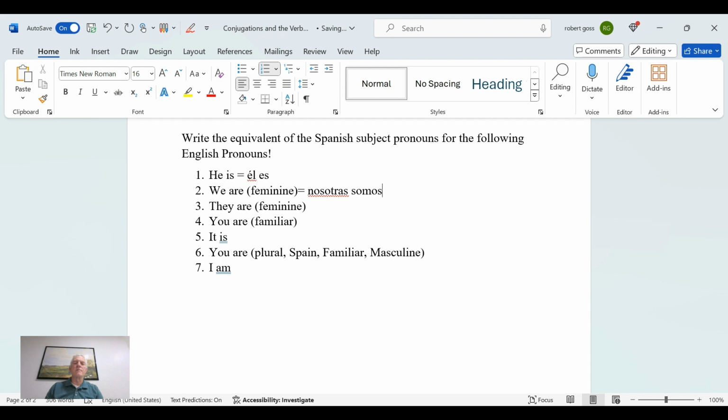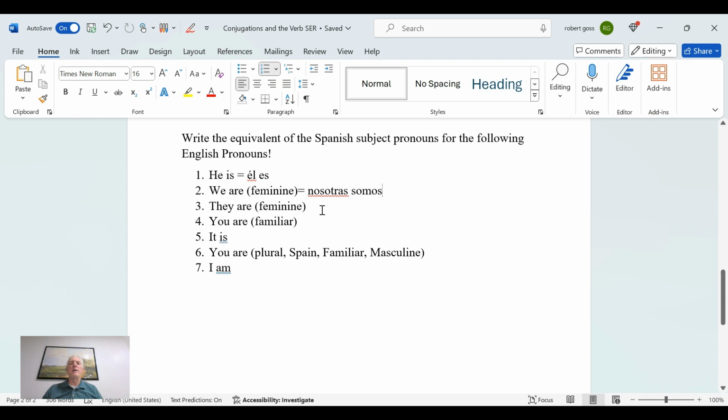Nosotras somos. If I would say "they are," well, let's just pause for a minute and let's see if you can figure out the rest of them. There's only 3, 4, 5, 6, and 7. Let's have you figure out the rest of them, and I'll pause and then we'll come back and make sure you got the right answer. So 3, 2, 1, pause. Okay, we're back. So you should have done 3 through 7.